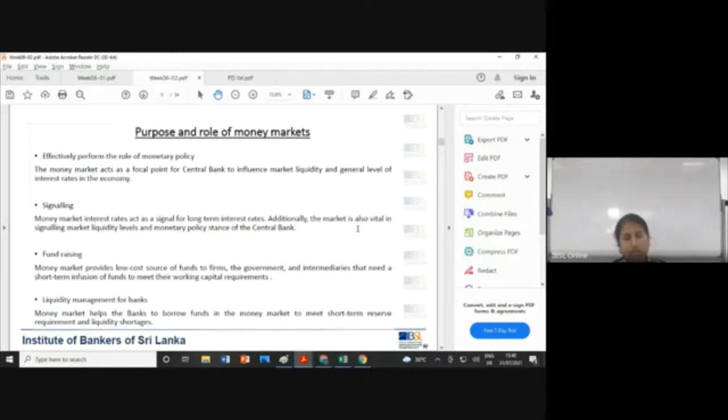So there are participants who approach money market to collect and pool funds required for their short-term needs.